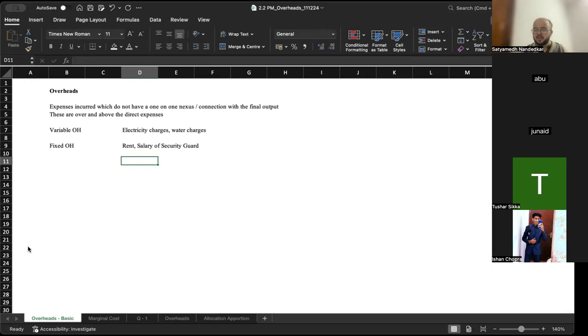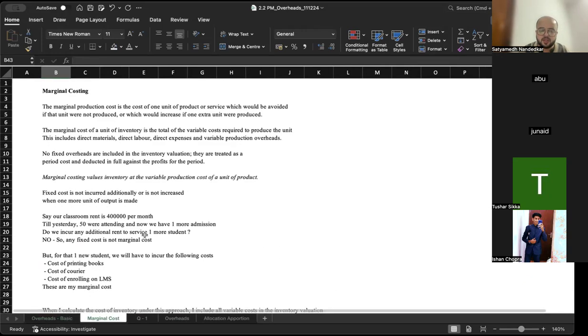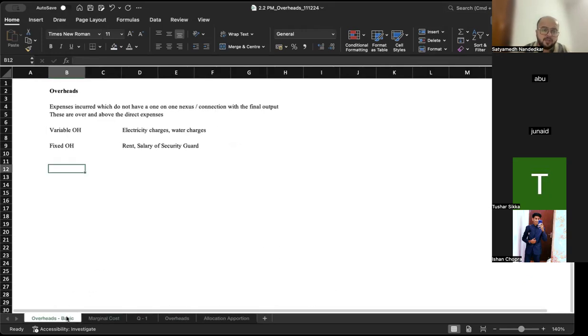On the other hand, even if I produce 100 units or 10,000 units or 1 lakh units, the rent of the premises that I pay is going to remain the same. Hence, rent is a fixed overhead. Electricity charges are a variable overhead. Okay. Now, this is the basic discussion on overheads. Now, let's look at marginal cost. Let's look at the marginal costing approach, provided you have understood this. Now, let's do a small explanation also here.